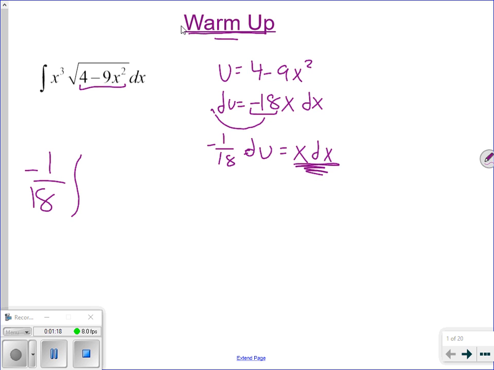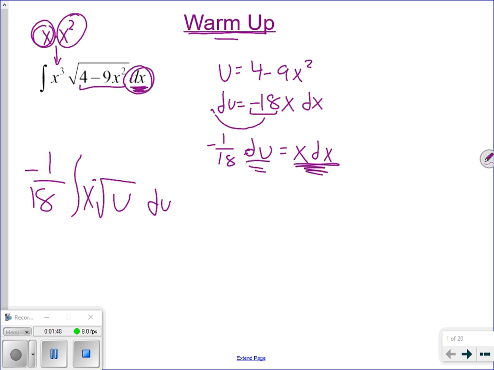The x dx. All right, well, here's an x, and here's 3 x's. So this is kind of the same thing as saying x times x squared, right? So here's the cool thing. I can substitute out dx and one of the x's with the du. So I have the square root of u, du, and I still have an x squared left over. Okay, because I was not able to substitute that out with the x dx.